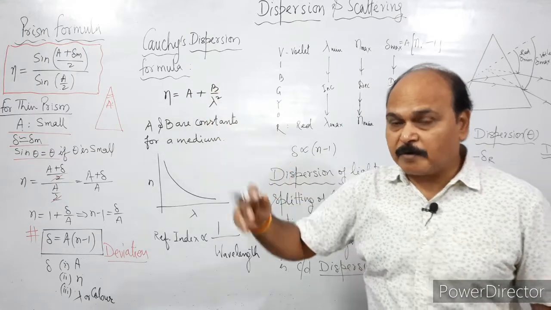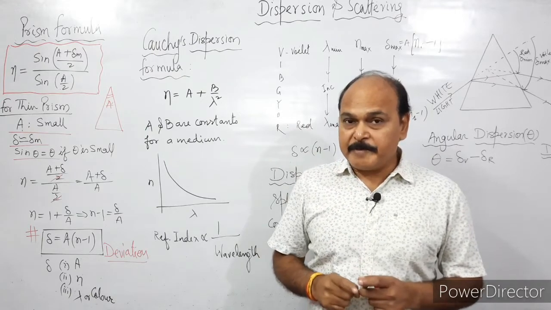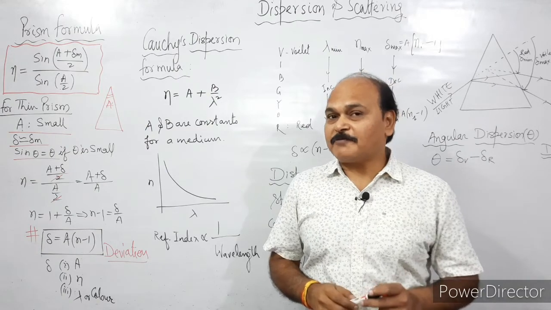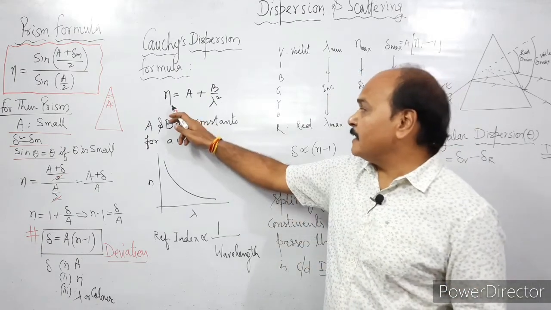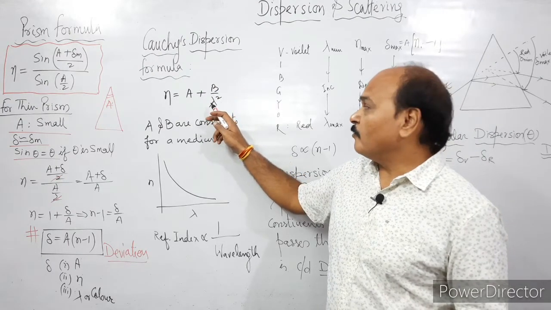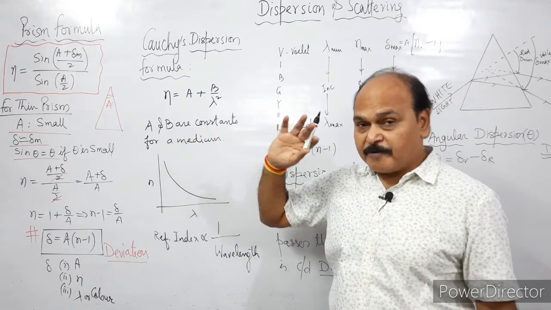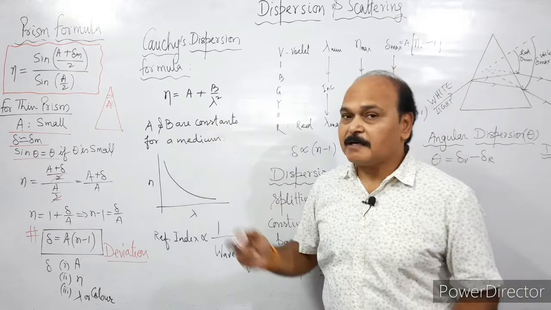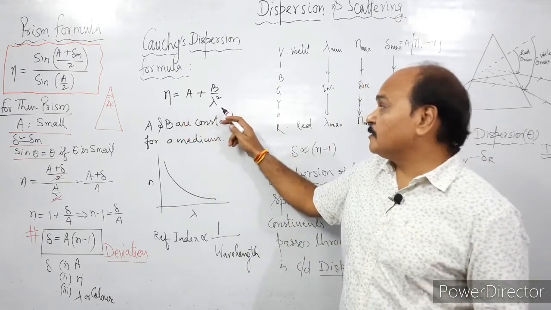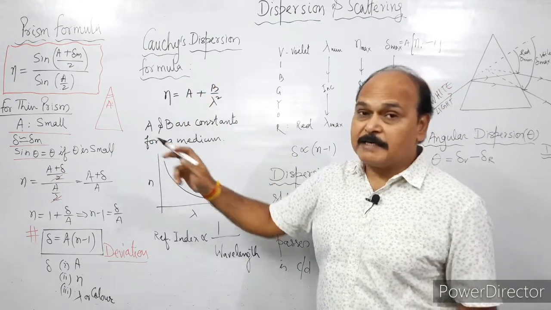This Cauchy's dispersion formula tells us the relation between refractive index of a medium and wavelength of the light. So what is that formula? The formula is n is equal to A plus B upon lambda square. What are A and B? A and B are constants for a medium. For different media, the values of A and B are different. And we can see here n is inversely related to wavelength. As the wavelength increases, the value of n is going to decrease.